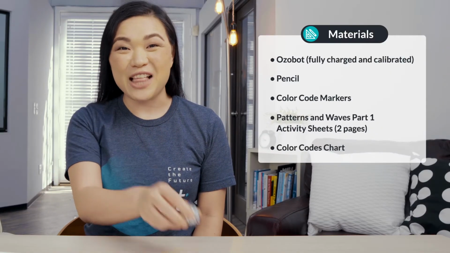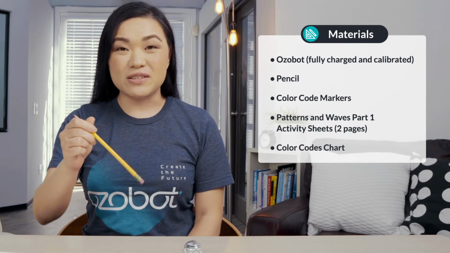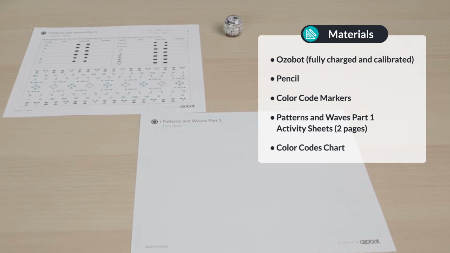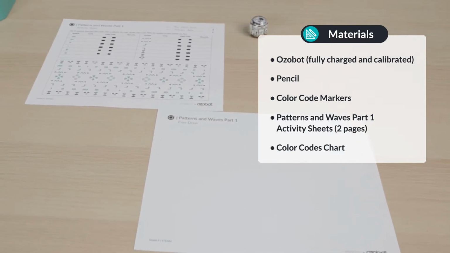For today's lesson, you will need an Ozobot fully charged and calibrated, color code markers, a pencil, both pages of your Patterns and Waves Part 1 activity sheets, and a color code chart.